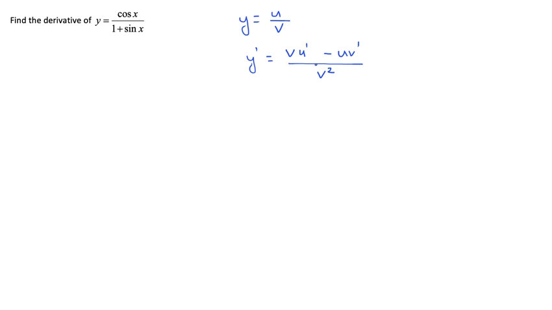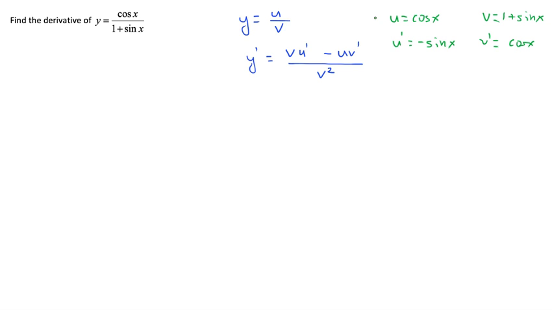Of course, we're going to have to know what the derivative of cosine of x is, and we need to know what the derivative of sine of x is. So if u is equal to cosine of x, then u prime is just that derivative. The derivative of cosine is negative sine. And then v will be the whole denominator, 1 plus sine of x. So then v prime: the derivative of 1 is just 0, it's just a constant term. The derivative of sine is cosine of x.